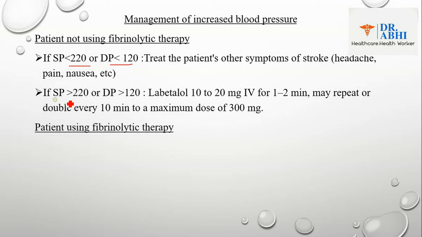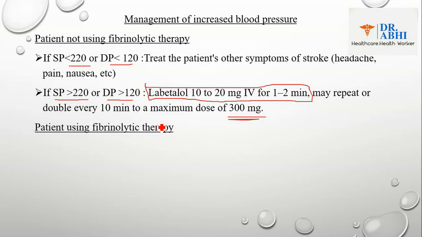If the systolic blood pressure is more than 220 and diastolic blood pressure is more than 120, the main medication that you are going to give the patient is labetalol, which is the best medication to decrease blood pressure in an emergency situation. Labetalol of about 10 to 20 mg IV over 1 to 2 minutes. We can repeat the dose every 10 minutes and the maximum dose is about 300 mg.